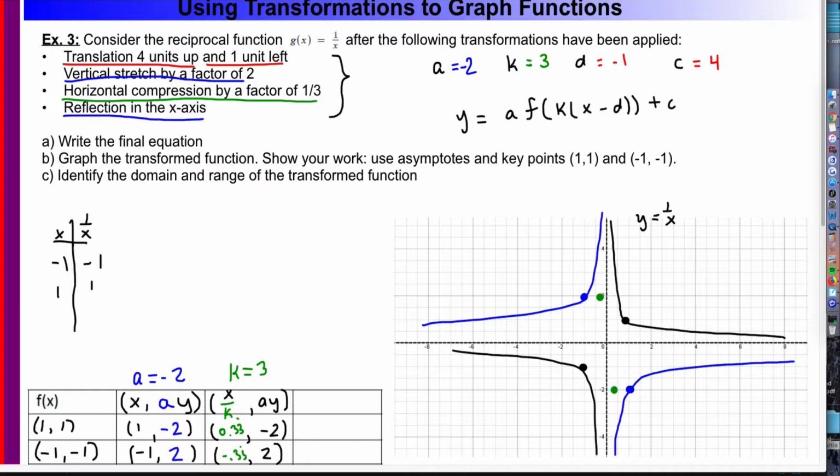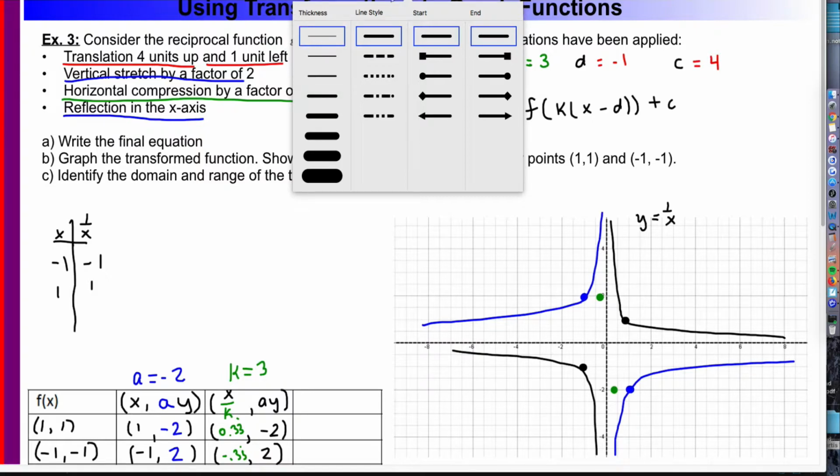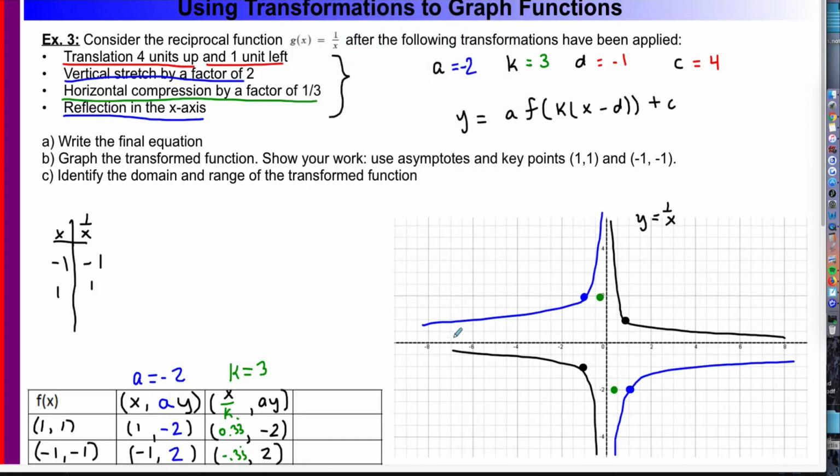So we can now graph this and sketch this by illustrating what that compression looks like associated to the key points, and it's still bounded by those asymptotes. So there in green, we've got y equals, and I should have included this equation for blue. Make sure you do label your graph. For blue, we had y equals, that was a equals -2, so -2 over x.